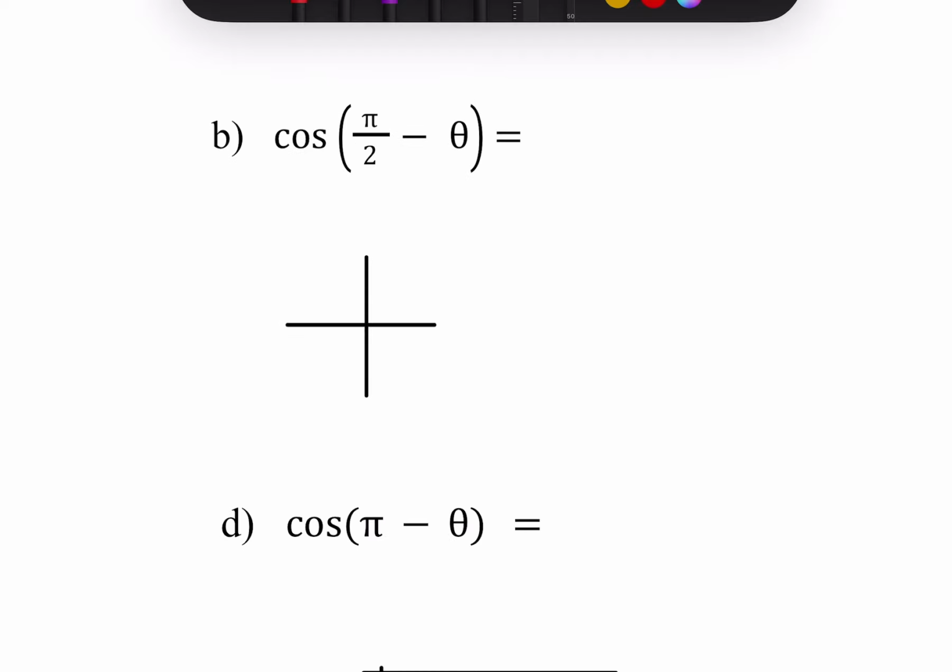For this one, I'm going to start at pi/2, and the cosine here is 0. And then I'm going to go in the negative direction. So I'm going to go from 0 to 1, because cos again is the x value, and then back to 0, and on I go. So that's basically the pattern of a sine function. It starts at 0, goes to 1, and then back to 0.